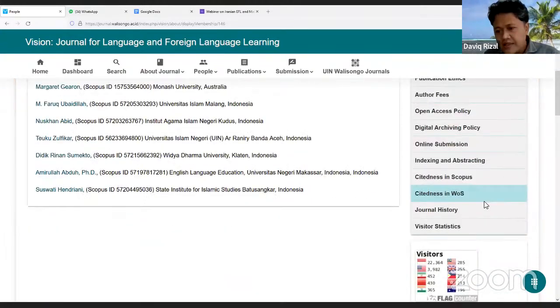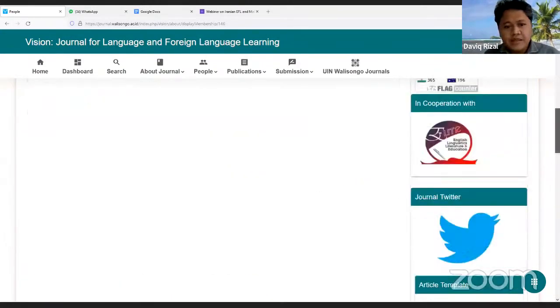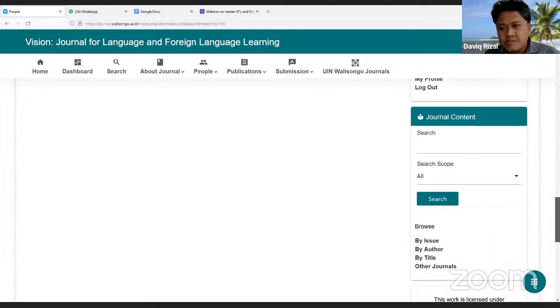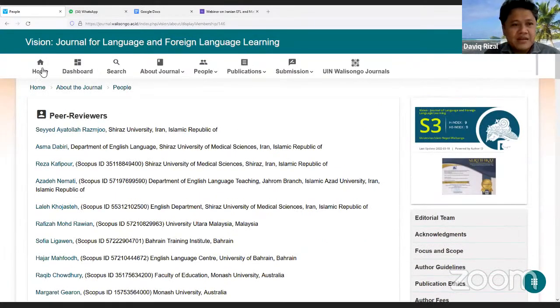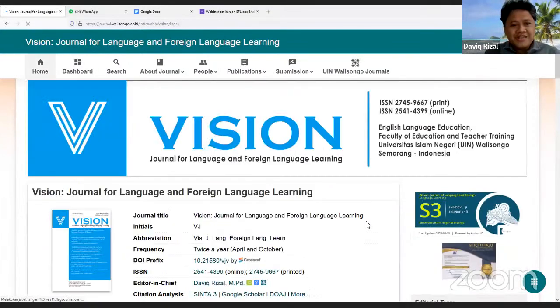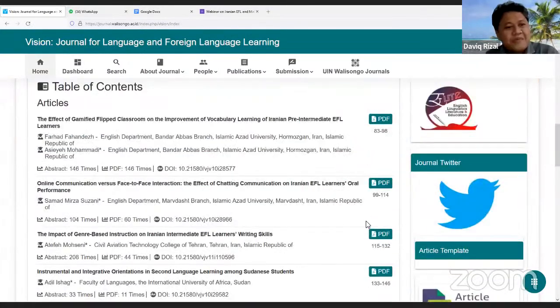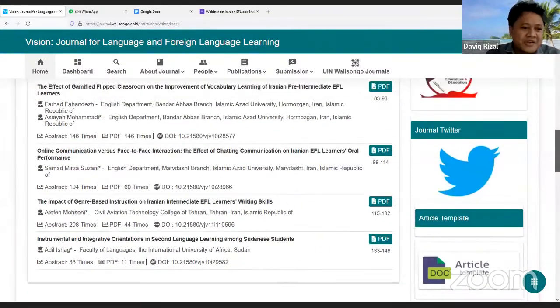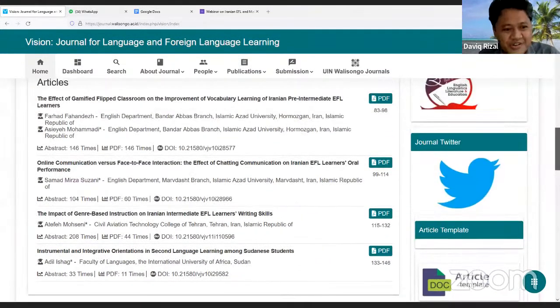I think that's it. So we hope that all participants can at least submit your manuscript. Actually, in the last issue, we don't have Indonesian authors here. We hope that Indonesian authors can submit the manuscript, especially the highly qualified manuscript, so we can take it into consideration. Okay, I think that's all.